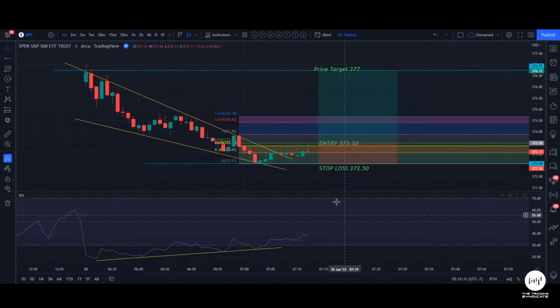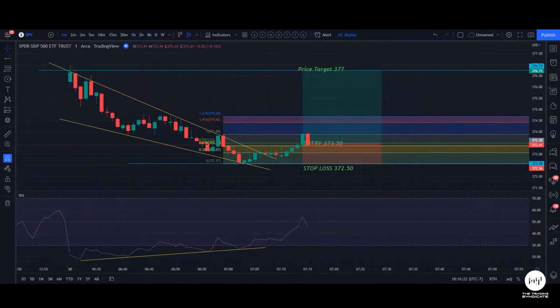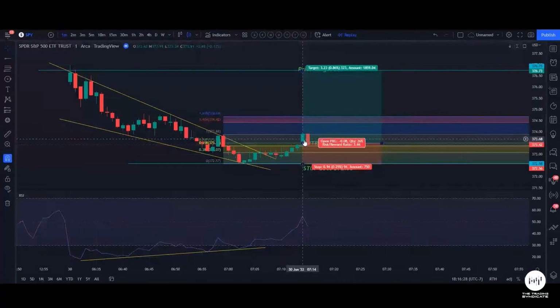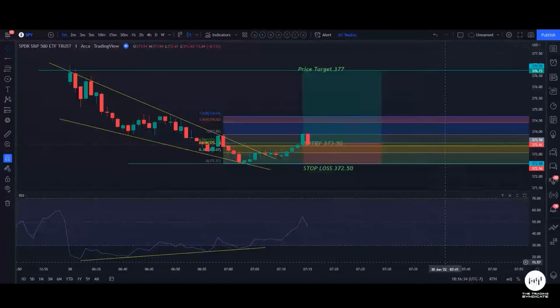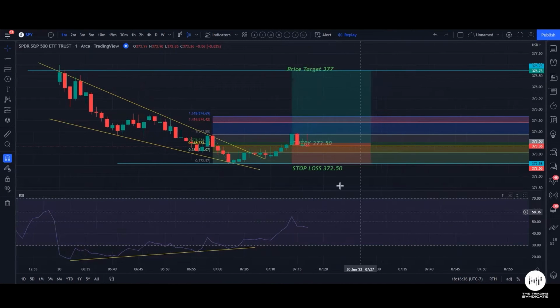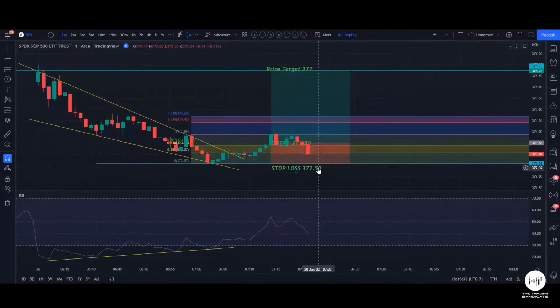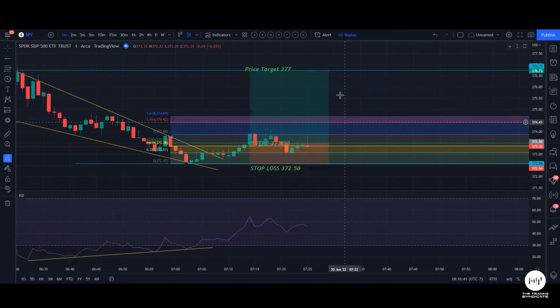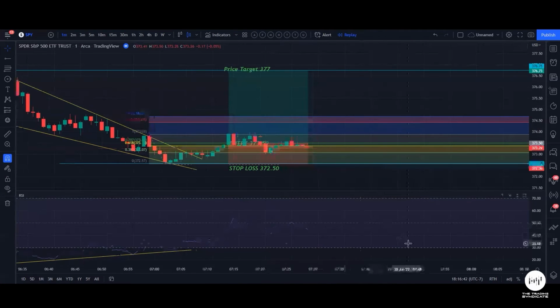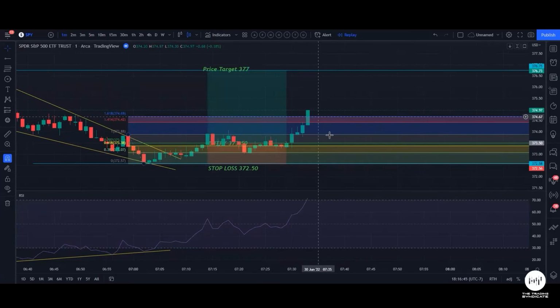Notice we're still hovering below. We have not gotten that candlestick close above the 373.5 level. And right there on this candlestick right here is actually where we get that. Oh, I'm sorry. On this green candlestick right here is where we get that candlestick close. I would go ahead and enter on the next candlestick. So entering on this red candlestick right here, and then I'll use my stop loss at the 372.5 level, still in the position. And my take profit is at this 377 level.